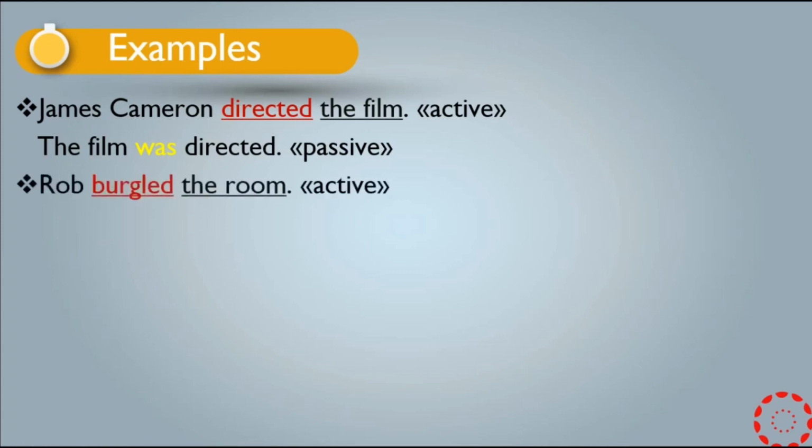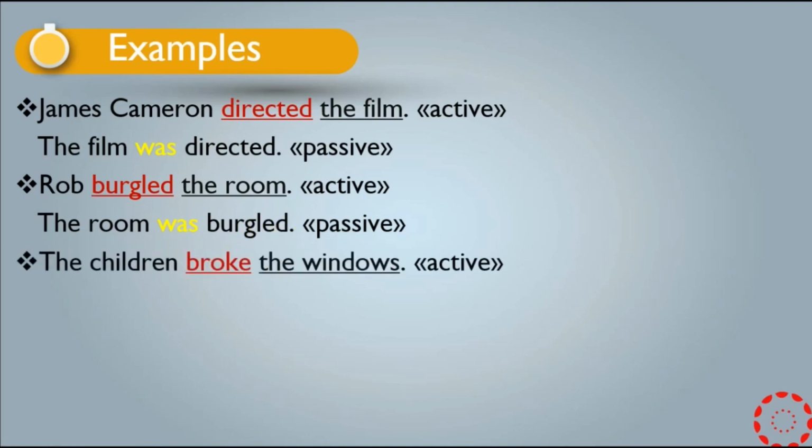Another example: Rob burgled the room. As you see, the room is the object and it is singular, so the sentence became: the room was burgled. You have to be careful when our verb is in the past form with ed, because the past participle of the verb is the same. So ed stays ed. The room was burgled. We don't know who burgled the room.